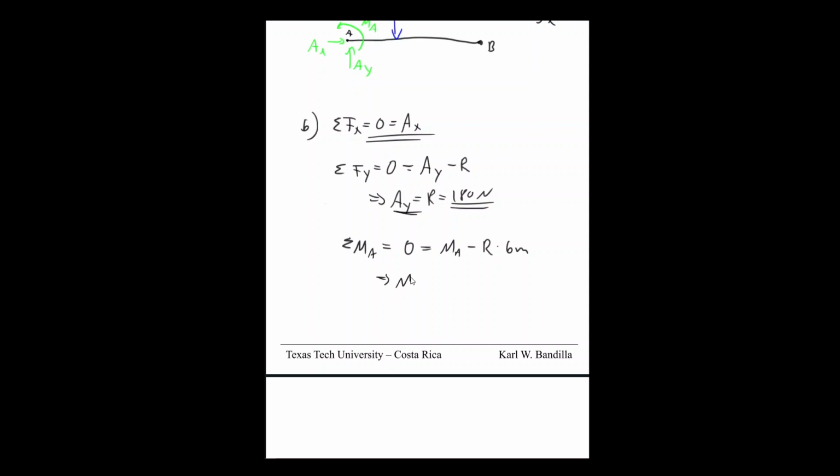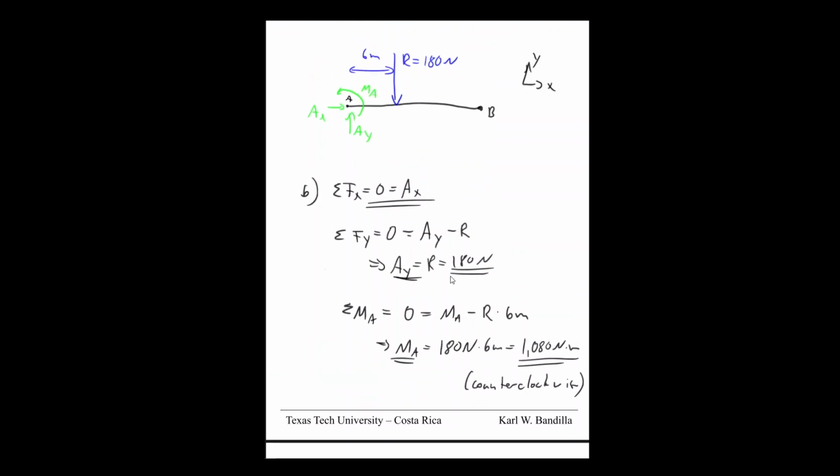So that means MA is equal to R, which was 180 Newton times 6 meters. And that gives me 1,080 Newton meters. Newton times meters. And it is positive, so we can say it's turning counterclockwise. And with that, we have our 3 support reactions.